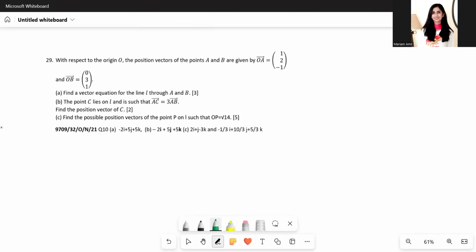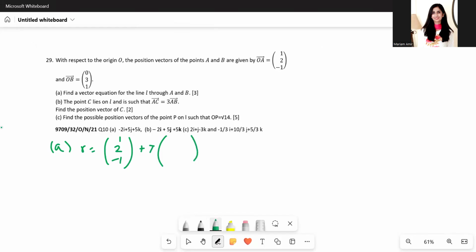This question says that with respect to region O, the position vectors of A and B are given by this and this. Find the vector equation of the line passing through AB. Okay, easy peasy. R equals, use any one of the coordinates, either A or B. If I'm using A here, (1, 2, -1), then I'll write plus lambda.